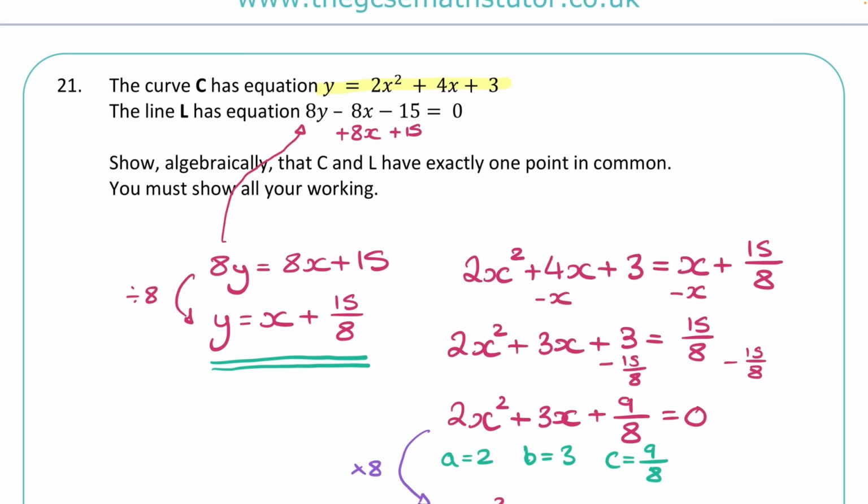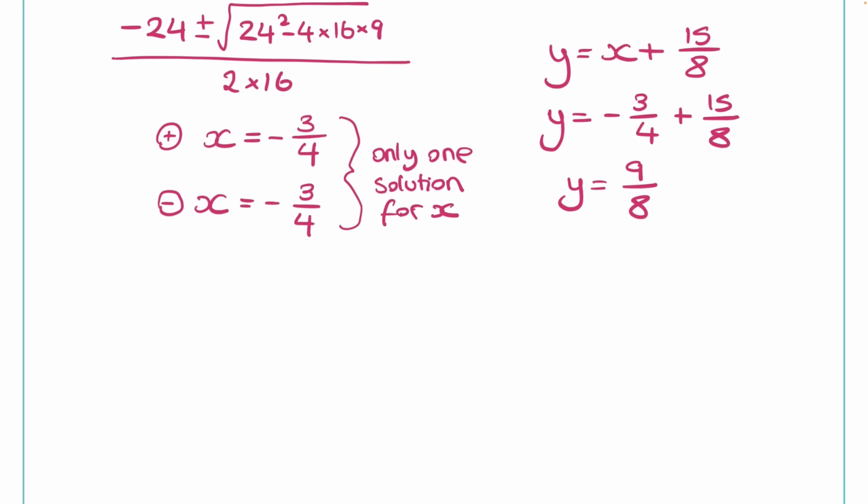So show algebraically that C and L have exactly one point in common. We've shown all of our working. We've made it very, very clear here. We would have one solution in common. X equals minus 3/4 and y equals 9 over 8.